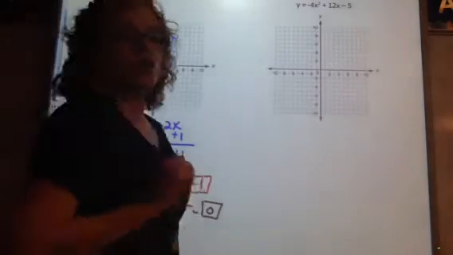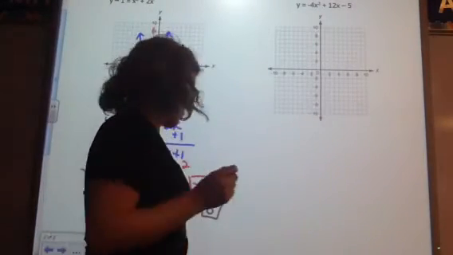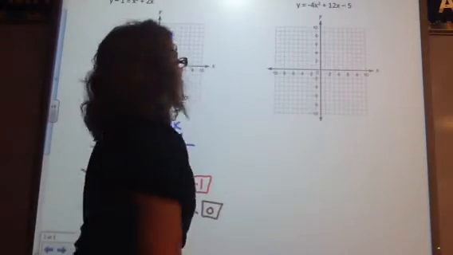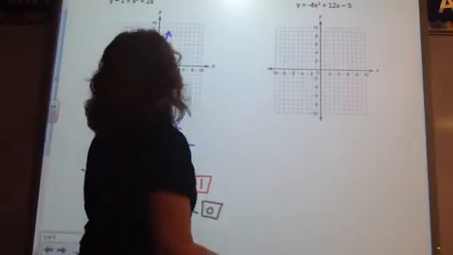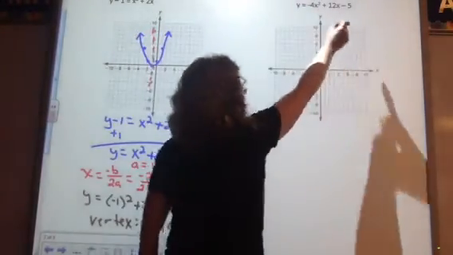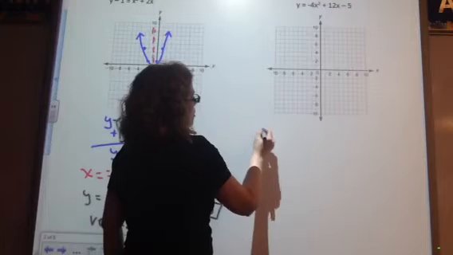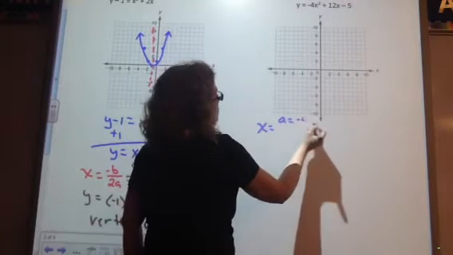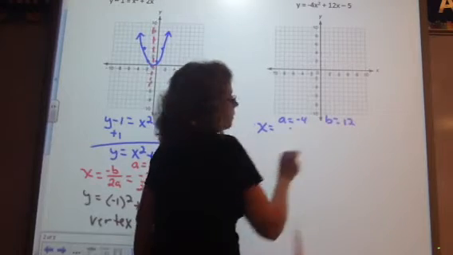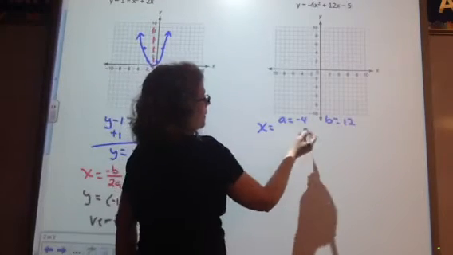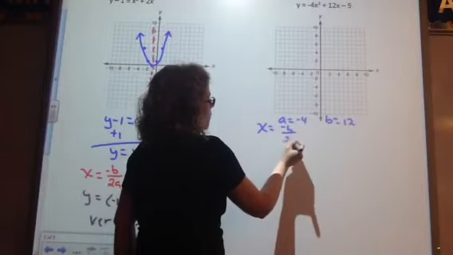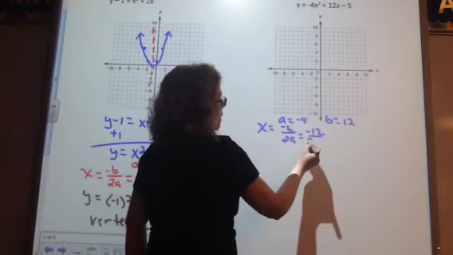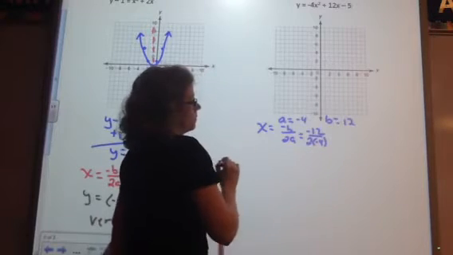All right, class, this is Unit 8, Section 3, and this is Part 2. What we're doing here is graphing quadratic functions. We have our quadratic function, and we need to find our x-coordinate. So a equals -4 and b equals 12. For our x-coordinate, it's -b over 2a. So the opposite of 12 is -12 over 2 times -4.